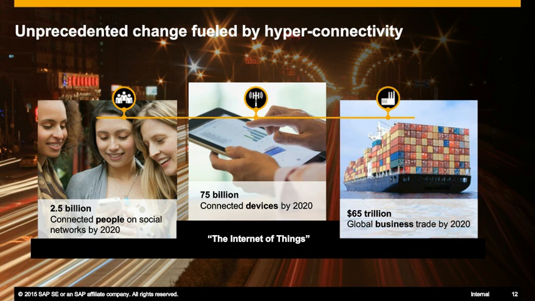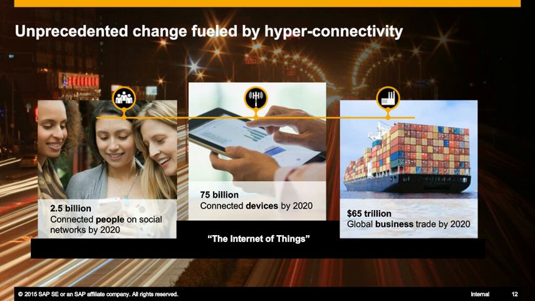So there are predictions that by 2020, the estimated global business trade will increase in the same time by 70% to $65 trillion. Really huge. At that time, we'll have around 2.5 billion people connected on social networks. So that's nearly a third of the global population. And finally, depending on who you ask, the number of devices connected to the internet will increase from currently around 7 billion to something between 25 and 75 billion.